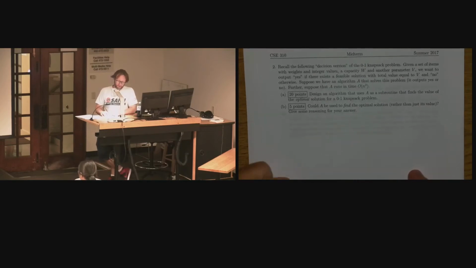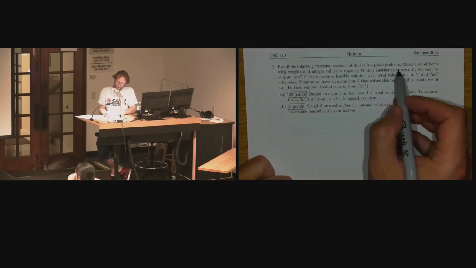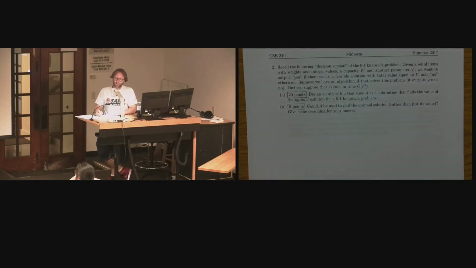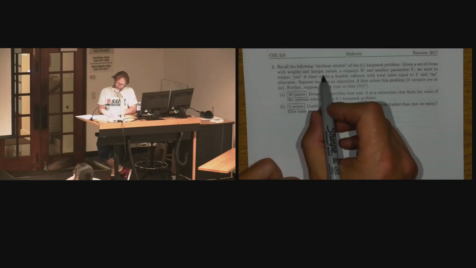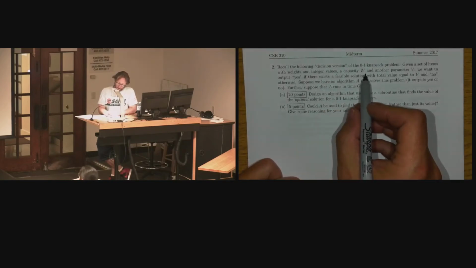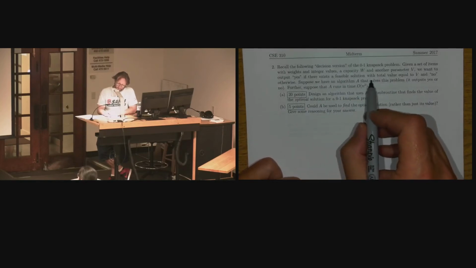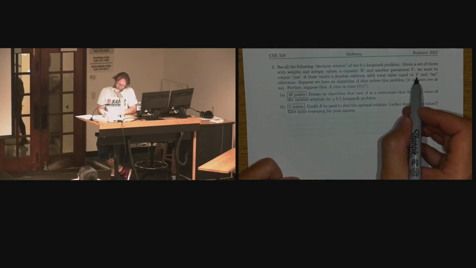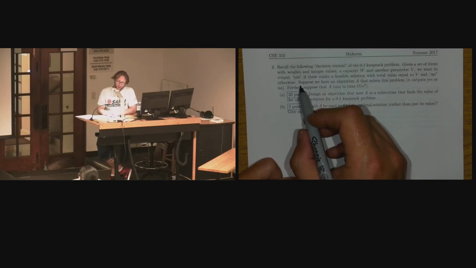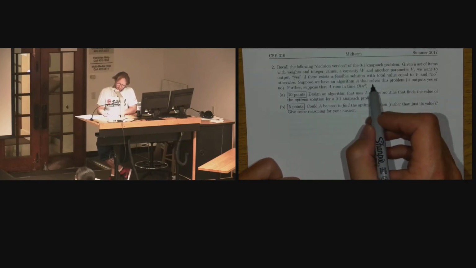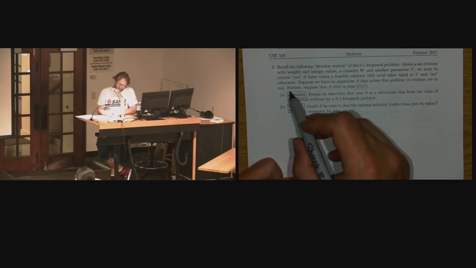Recall the following decision version of the 0-1 knapsack. In other words, you're just asking a yes or no question. It's kind of like a Boolean function. Given a set of items with weights and integer values, a capacity W, and another parameter V, we want to output yes if there exists a feasible solution with a total value of V and no otherwise. Suppose that we have an algorithm A that solves this problem. It outputs yes or no, right?